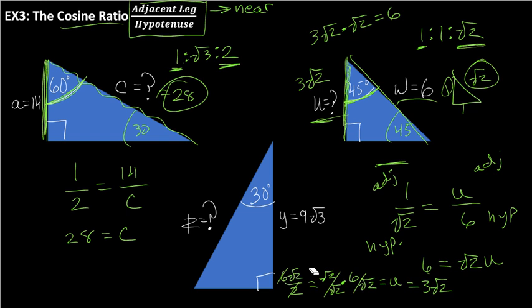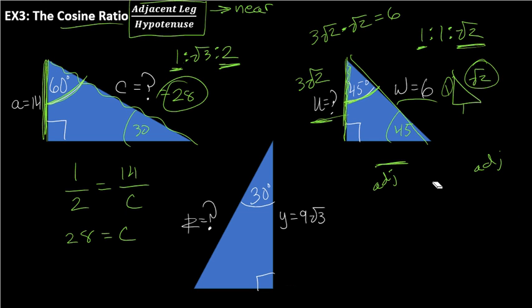Okay, let's do one more. Then we'll generalize the cosine ratio. Make some room. Actually, let me keep making room.